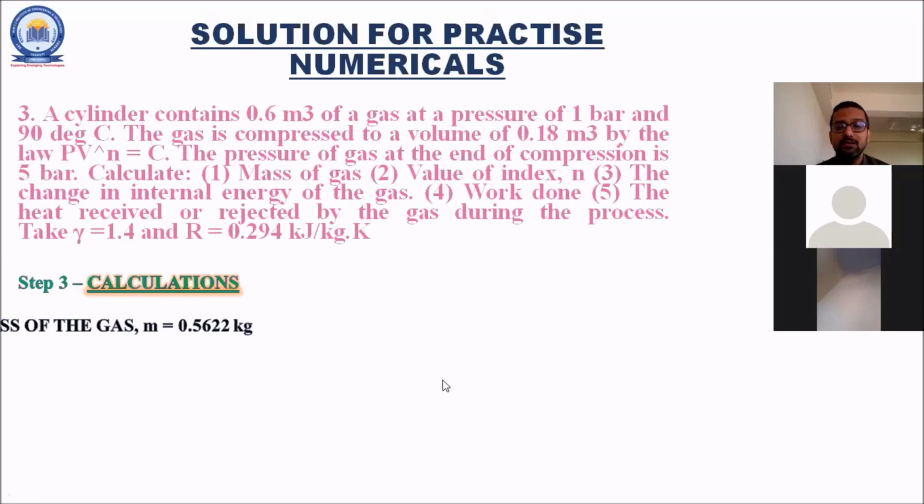So the first parameter we need to calculate, that is the mass of the gas, that is m is equal to 0.5622 kg. Very easy to calculate. P1V1 is equal to mRT1.